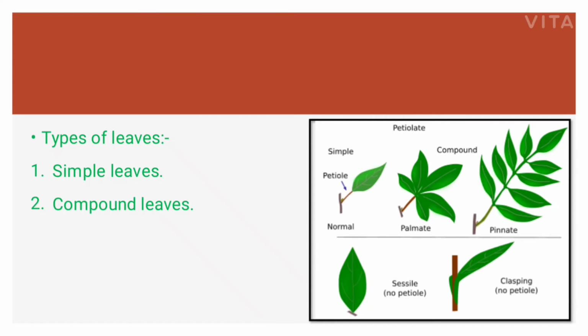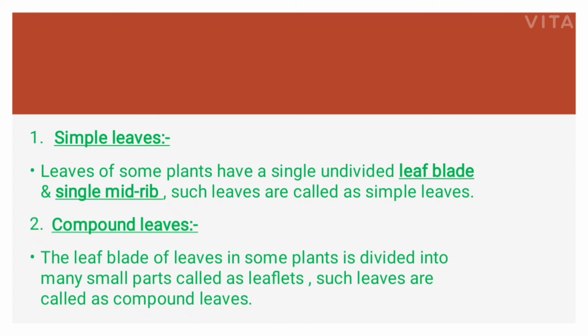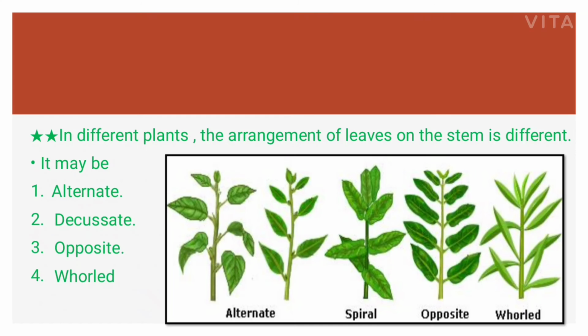There are different types of leaves: simple leaves and compound leaves. Leaves of some plants have a single undivided leaf blade and a single midrib, called simple leaves. The leaf blade of leaves in some plants is divided into many small parts called leaflets, and such leaves are called compound leaves. In different plants, the arrangement of leaves on the stem is different. It may be alternate, decussate, opposite, whorled. Decussate arrangement is also called spiral.